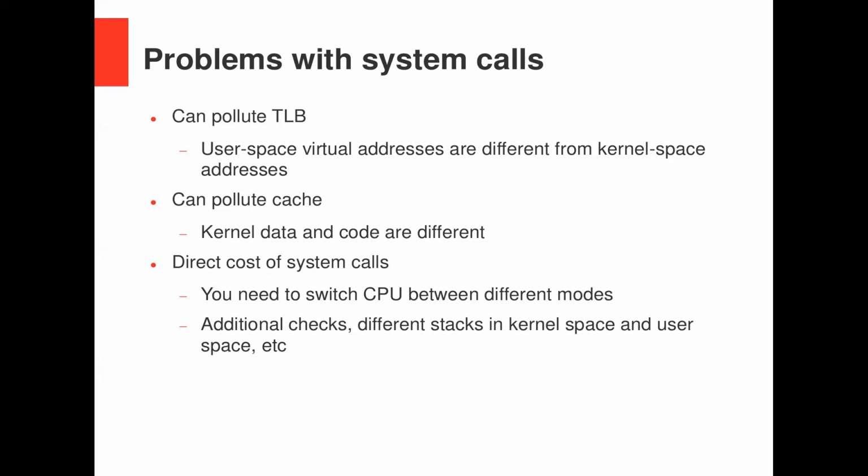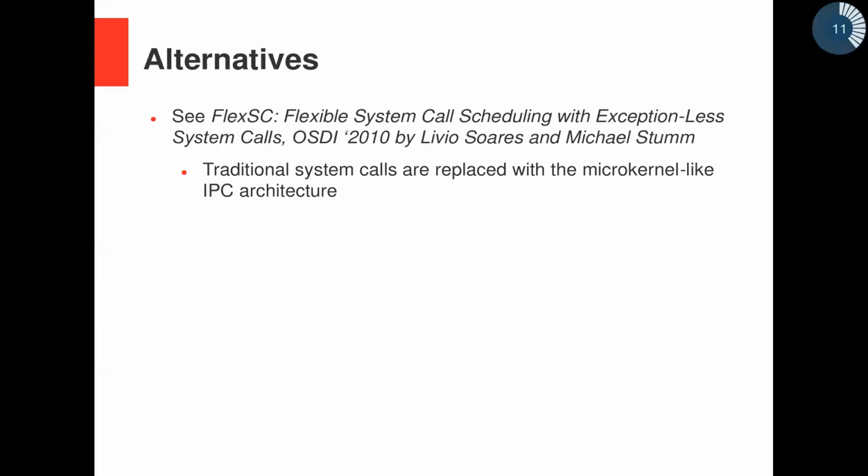And not to mention that once you reach the kernel, you also have to do some additional checks. You have to verify these parameters. So this is certainly something to think about. You can see how people try to address this problem. For example, in the FlexSC paper in 2010, they try to replace system calls with a somewhat different mechanism.